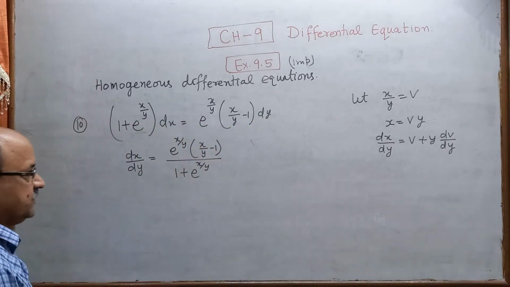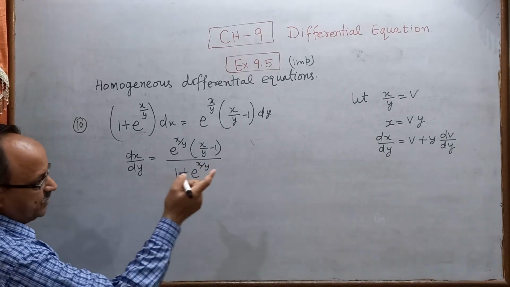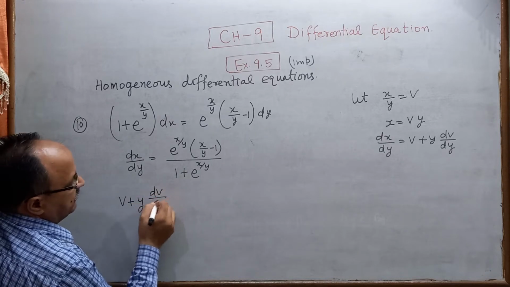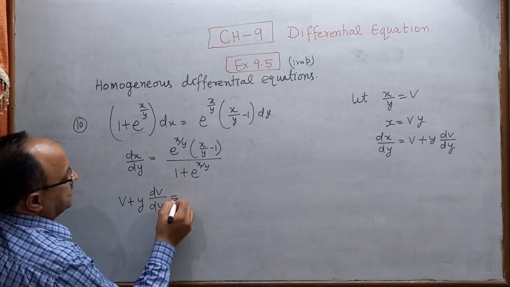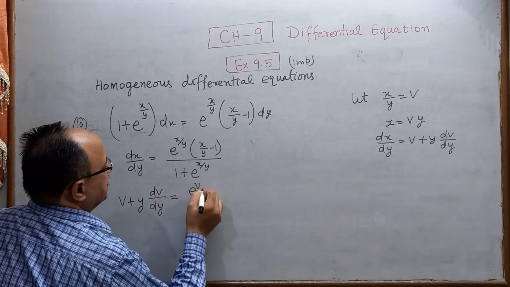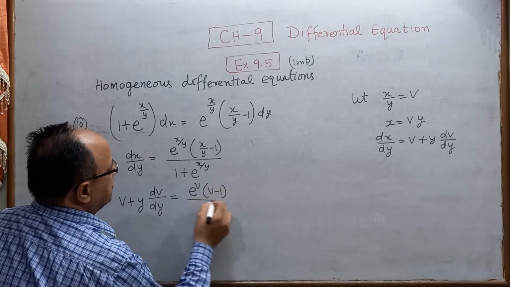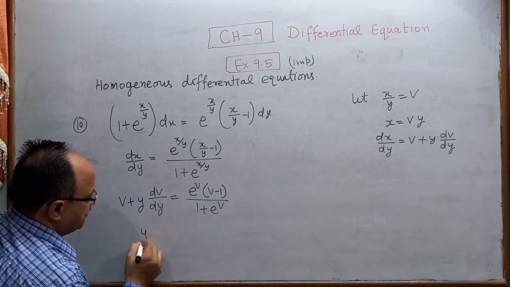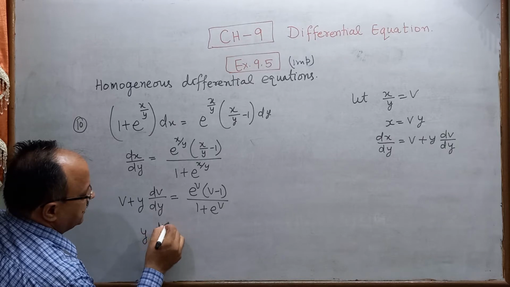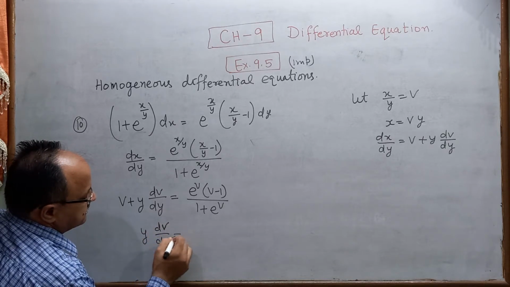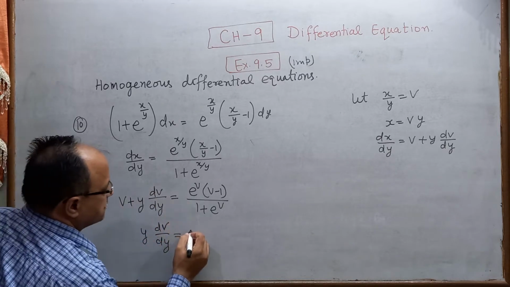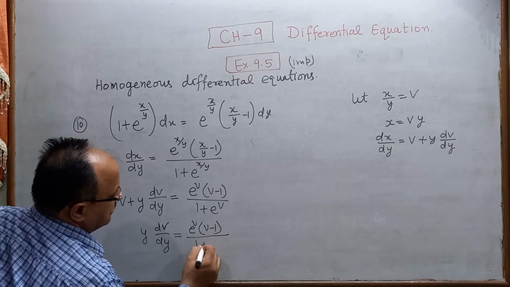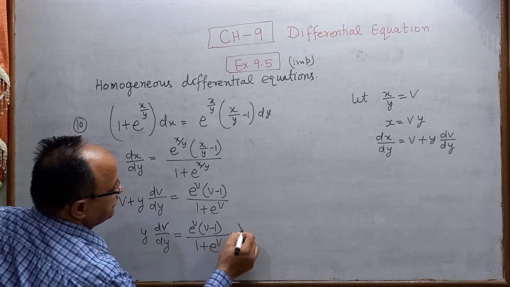Now put the value of dx by dy here. Put the value of dx by dy. v plus y dv by dy is equal to e to the power v minus 1 upon 1 plus e to the power v. Therefore y dv upon dy, shift this term to the right hand side, e to the power v minus 1 upon 1 plus e to the power v minus v.